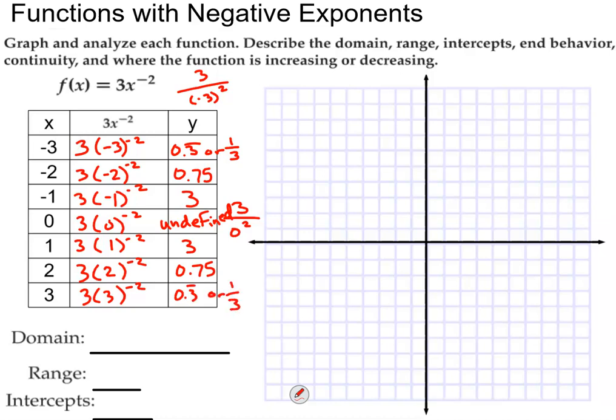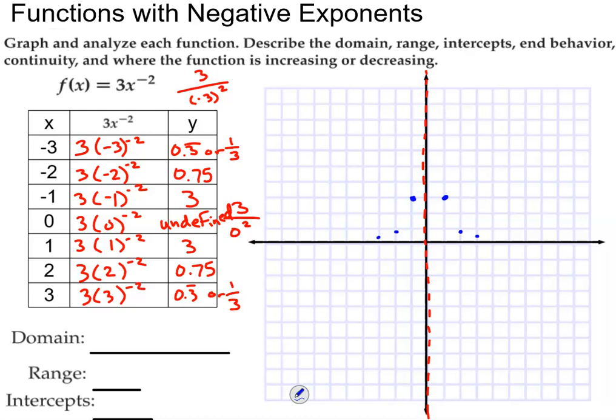So if you want to actually plot these, it's easiest to start in the middle. So we have that undefined. Well, we're going to have an asymptote right down where x is 0. So our graph is never going to touch that vertical line. It's never going to touch our y-axis. The other points that we have here would be negative 1, 3 and positive 1, 3. Then when we go out to 2 and negative 2, that's 0.75. So 2 and 0.75, negative 2 and 0.75. Then we have 3 and 1/3 right there.